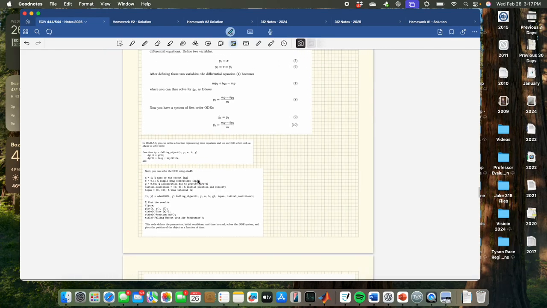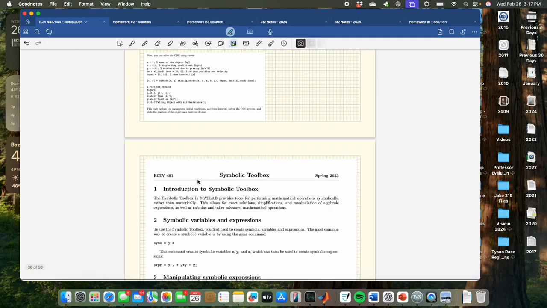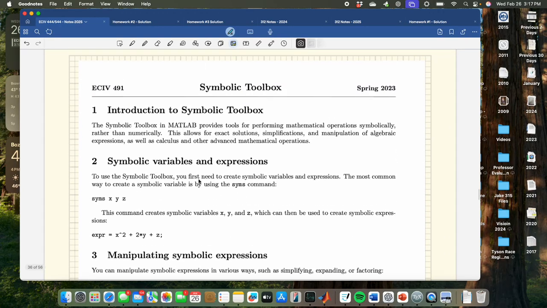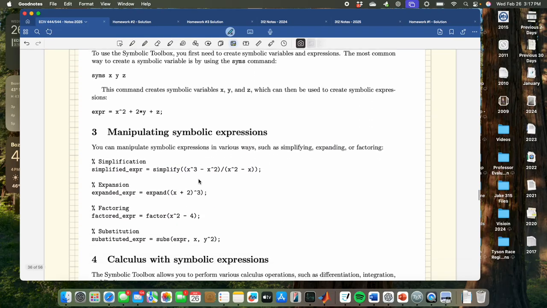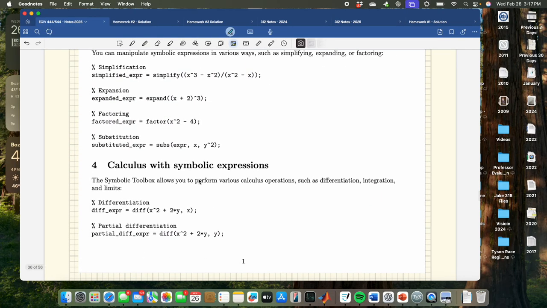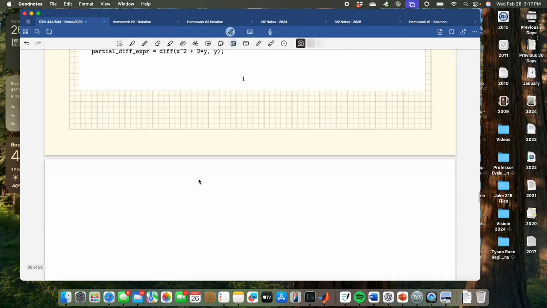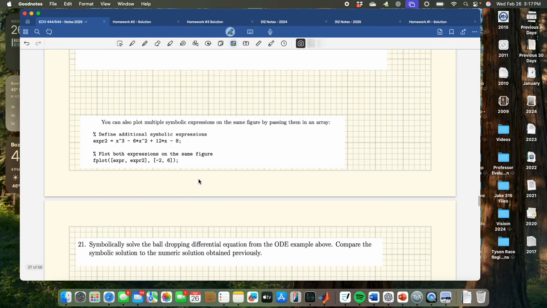So the last thing that I really want to cover on the MATLAB side of stuff is the symbolic toolbox, right? Because I use this all the time. This is super helpful. So we're going to do the symbolic toolbox, and I gave you some new notes for that.